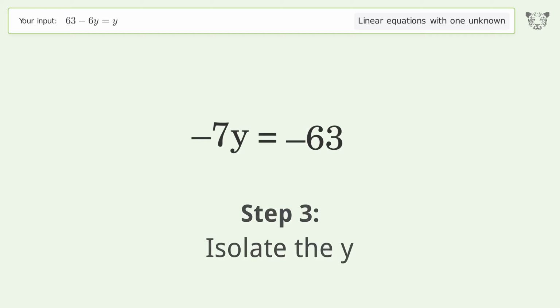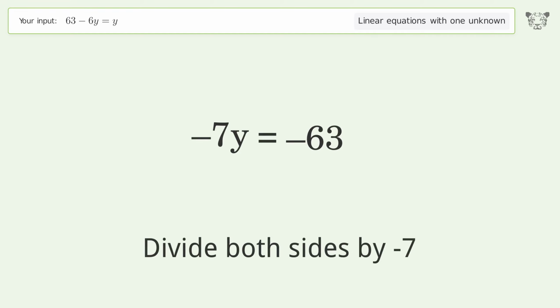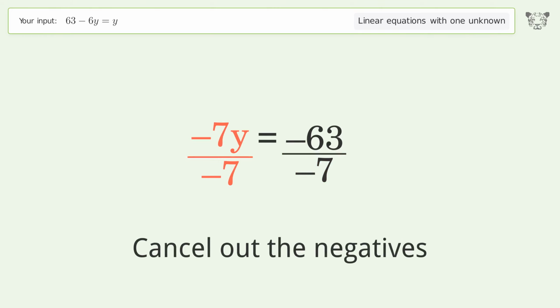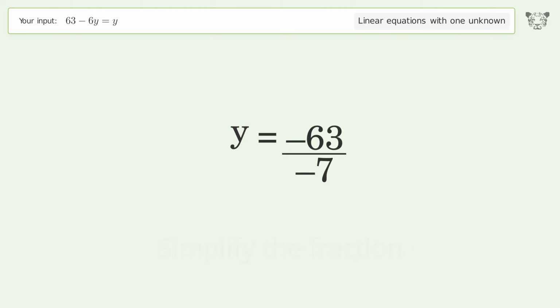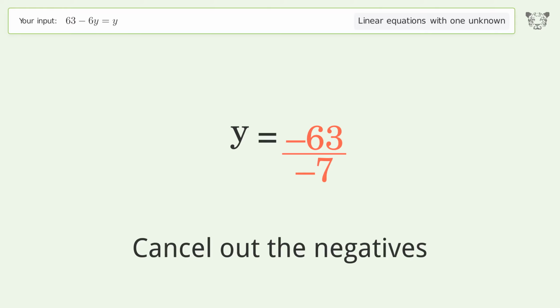Isolate the y. Divide both sides by -7. Cancel out the negatives. Simplify the fraction. Cancel out the negatives.